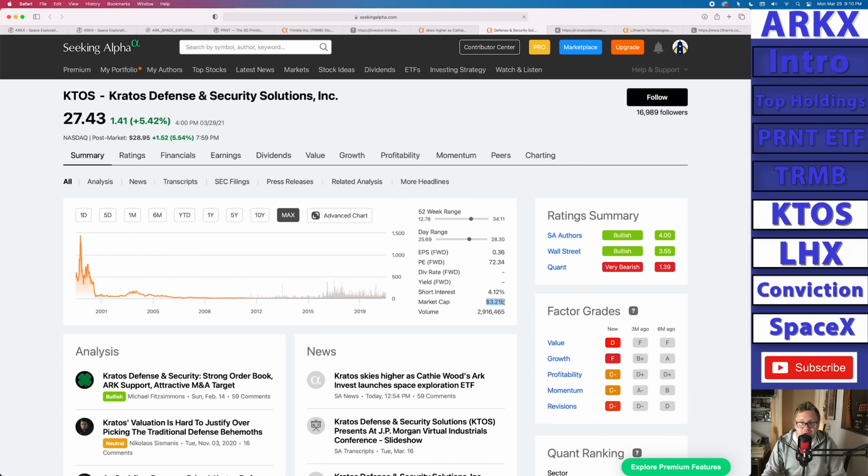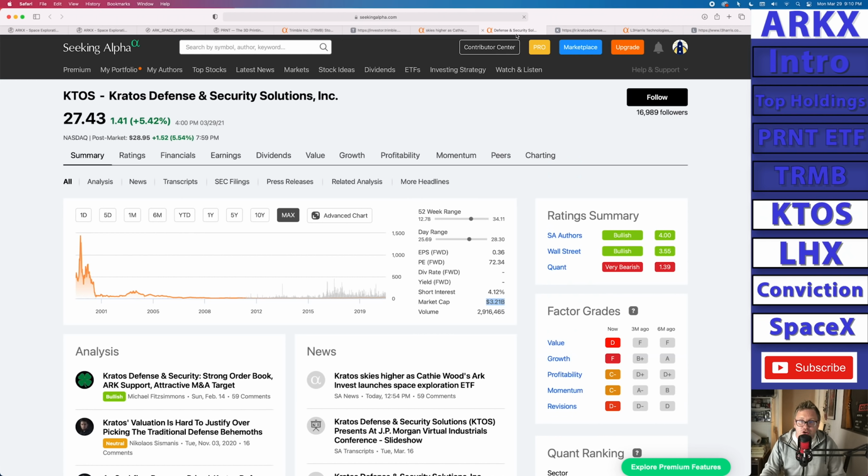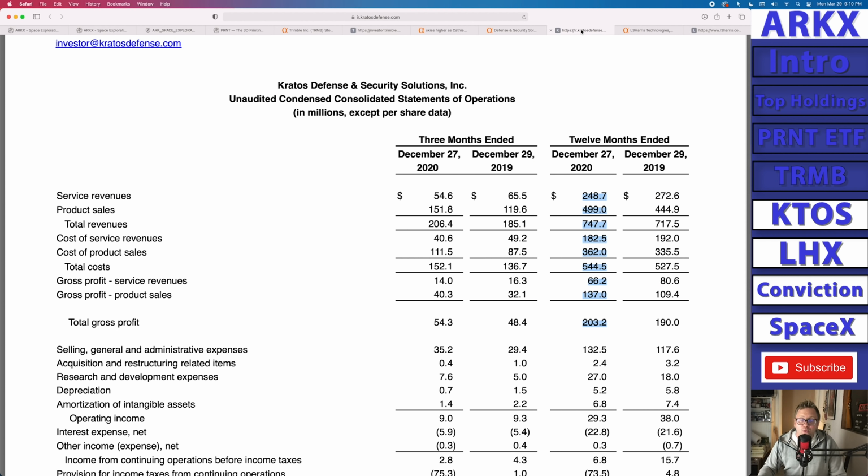When you've got a $3 billion market cap and you're clearing about $200 million on the gross profit side, these companies aren't necessarily tremendously overvalued. And when you get the attention of Cathie Wood behind it, it could propel the stock even higher.